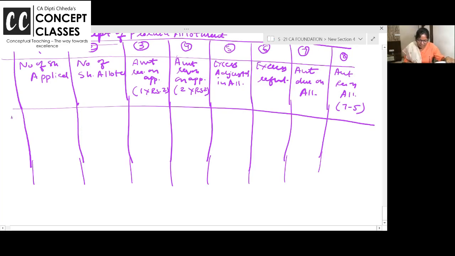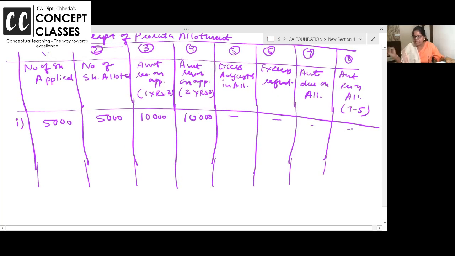5,000 applications are received and they have got full allotment. So what is the application money received? 5,000 into 2. How much is required? 5,000 into 2. Nil, nil, nil, nil. Excess allotment में adjust और refund का तो सवाल ही नहीं है.